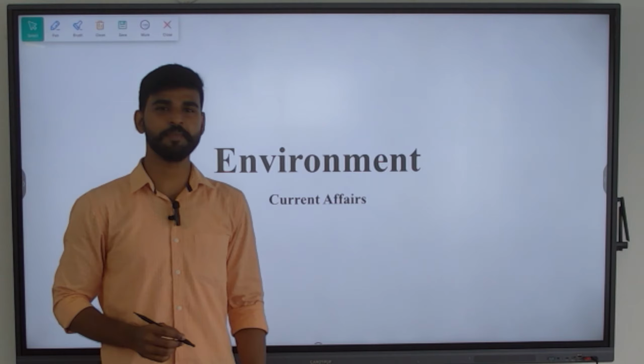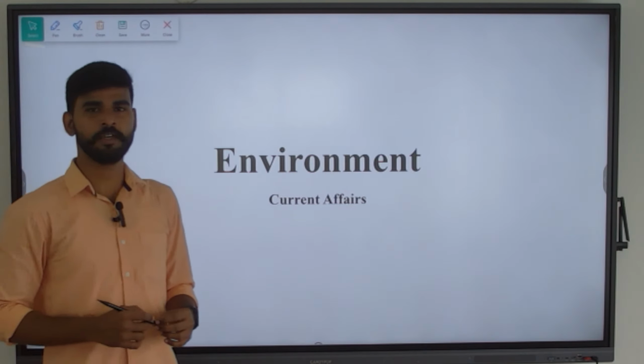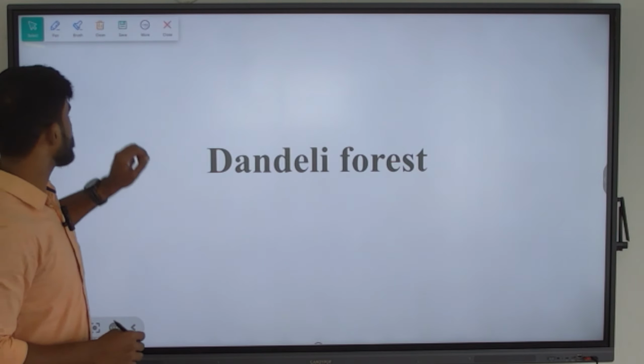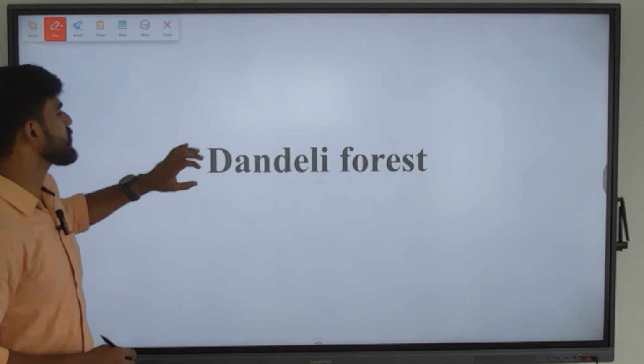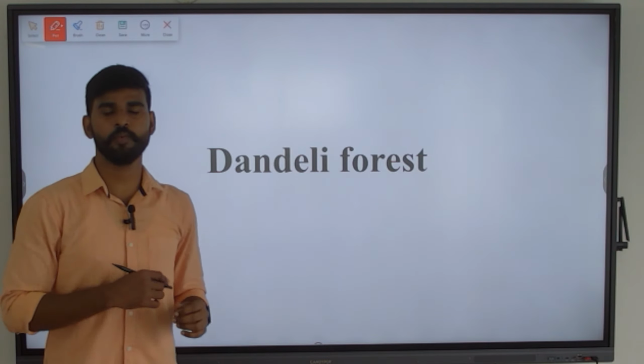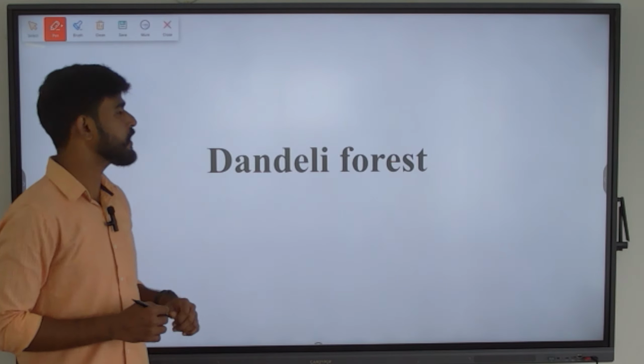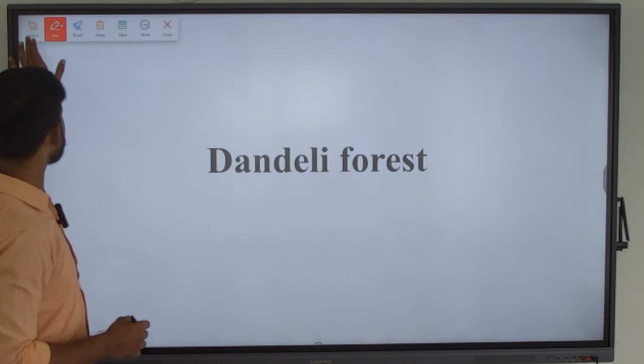In today's session, we'll be seeing environment-based current affairs. Let us get into the topics one by one. The first topic that we are going to discuss is DANDELI forest. Why is this forest in news, and what are the details we need to understand with respect to this forest? Let us get into the details.